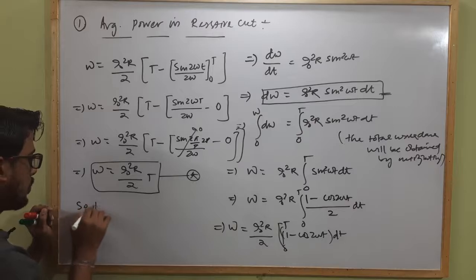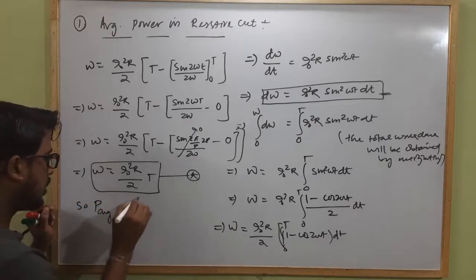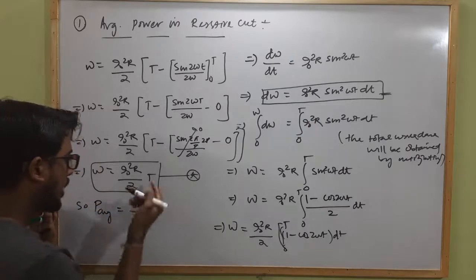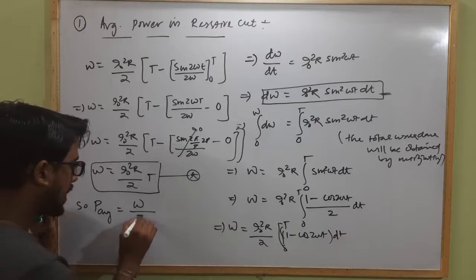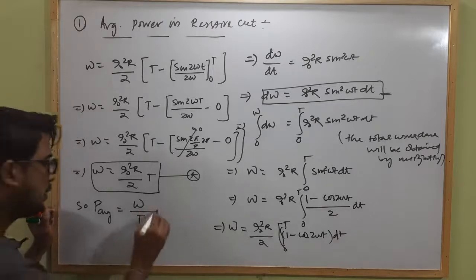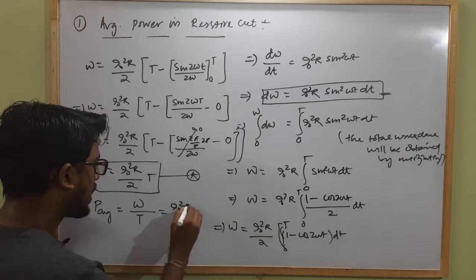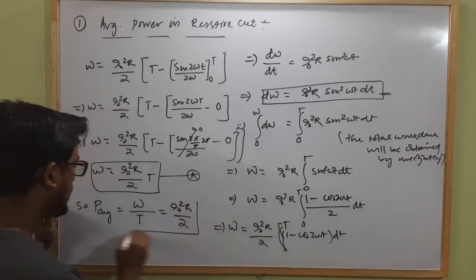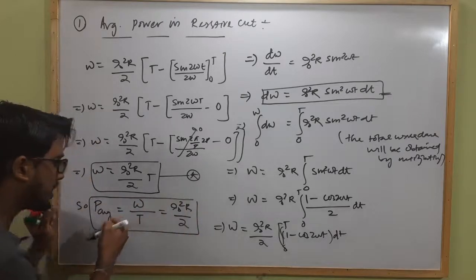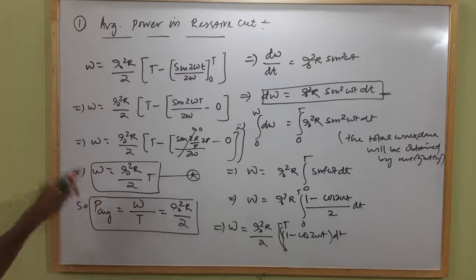So P average will be equal to how much? Total work done by total time. What is the total time for a complete cycle? It's T, which is equal to I naught square R by 2. So this is the expression for what? Power average for a complete cycle of AC in a resistive circuit.